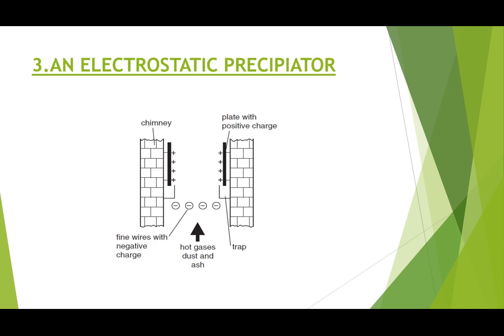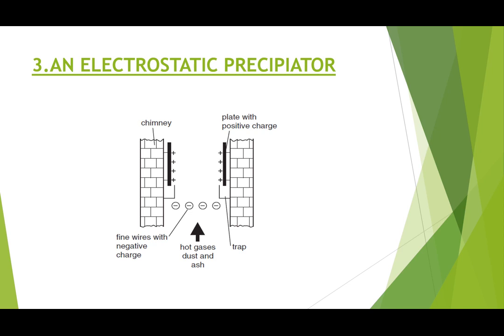The smoke particles and the dust particles which are given out from the chimneys of big factories can pollute the environment. So in order to prevent that pollution due to this smoke and dust, we are using an electrostatic precipitator. Here also the principle of static electricity is used.